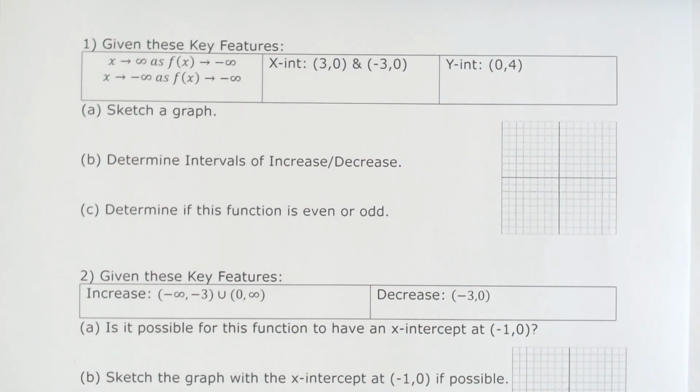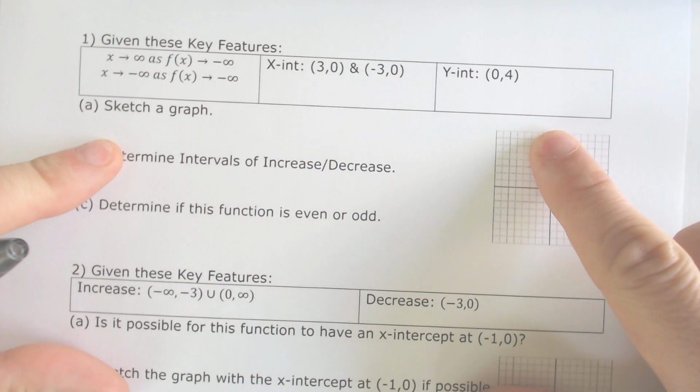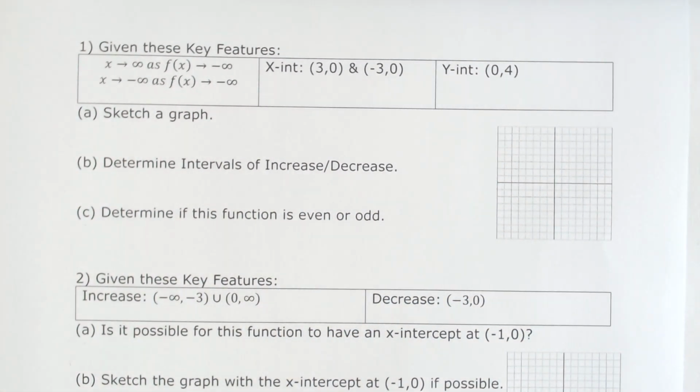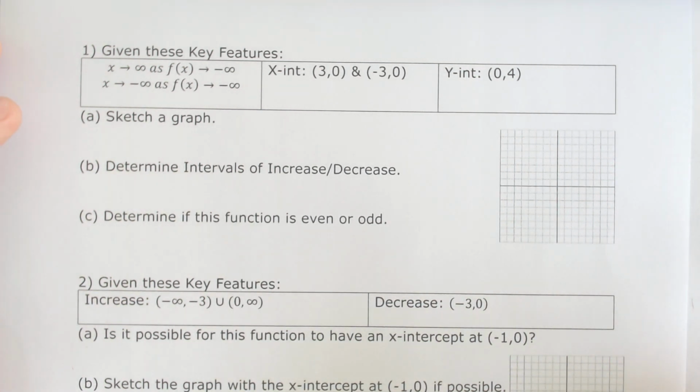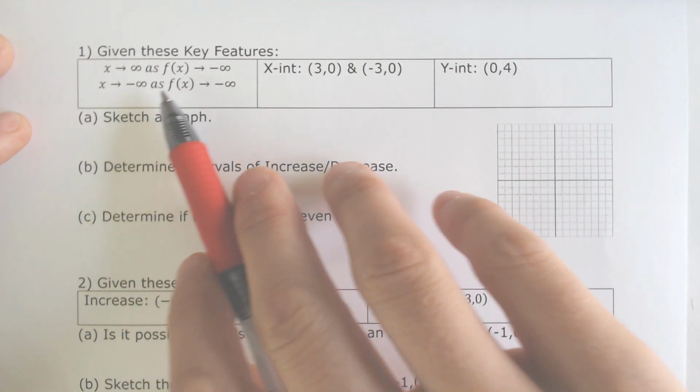Today is part 2: given key features of graphs, sketch the graph and determine what's going on afterwards. If you haven't seen part 1, I highly recommend it. It goes over what these key features are. This is the upgraded version, which sometimes people think is easier because you just have to sketch the graph.